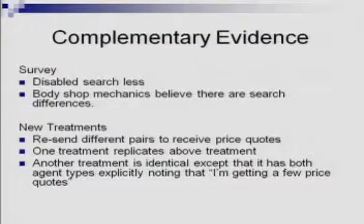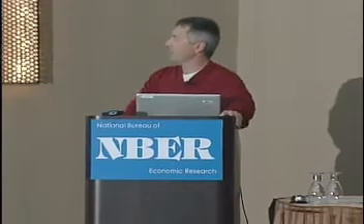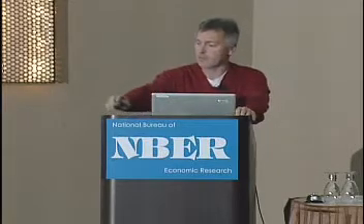Okay, so first of all, what we want to do is get a new tester type set, send those people out, and see if we can replicate our results, because it was a small sample. And then we want to send out the pairs running another treatment where both agent types simply say, I'm getting a few price quotes. That's the only thing that's changed: both disabled and non-disabled make the statement, I'm getting a few price quotes. Okay?